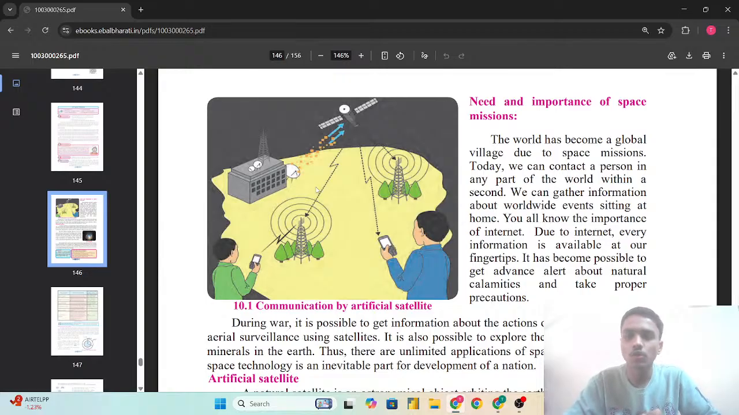The world has become a global village due to space missions. Today, we can contact a person in any part of the world within a second. We can gather information about worldwide events sitting at home. You all know the importance of the internet. Due to the internet, every piece of information is available at our fingertips. It has become possible to get advance alerts about natural calamities and take proper precautions.